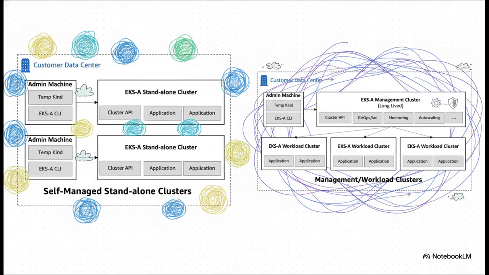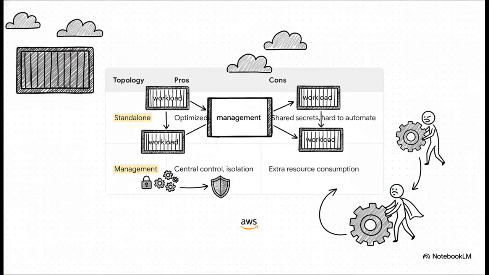But on the right, you've got the management cluster model. Here, one dedicated cluster is in charge of creating and managing a whole fleet of other workload clusters. The bottom line here is you've got to pick the right model for how big you plan to get. That standalone approach, it's great for getting started, uses fewer resources, but it gets really hard to automate as you grow. So for 3 or more clusters, AWS strongly recommends the management and workload model. It gives you that central control, much better security isolation, and it makes automating everything so much easier.